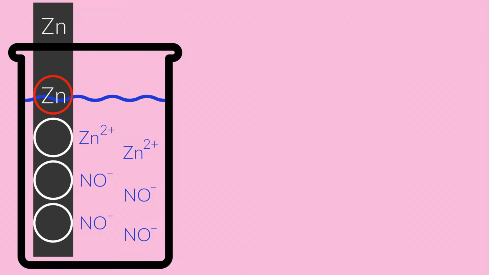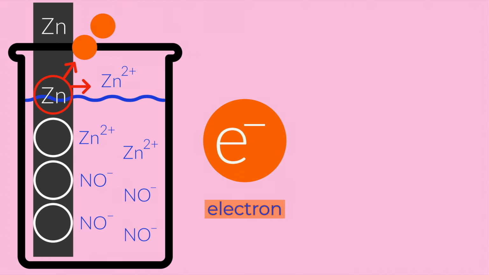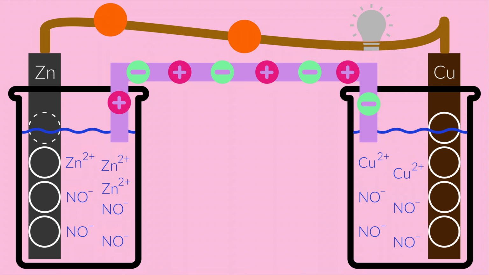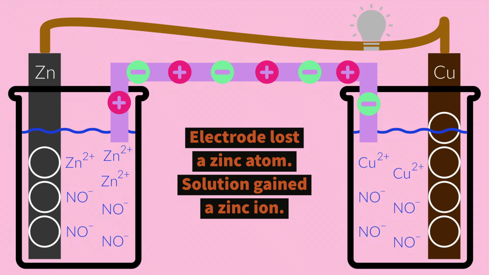Let's focus on one zinc atom at the zinc electrode in the first half cell. The zinc atom is oxidized at this electrode, meaning it separates into 2 electrons and a zinc ion. The orange circles with the minus sign represent electrons. The zinc ion enters the solution surrounding the electrode, joining the other zinc and nitrate ions. The 2 electrons leave the zinc electrode, moving into the wire and toward the copper electrode. The electrode lost a zinc atom, while the solution gained a zinc ion.